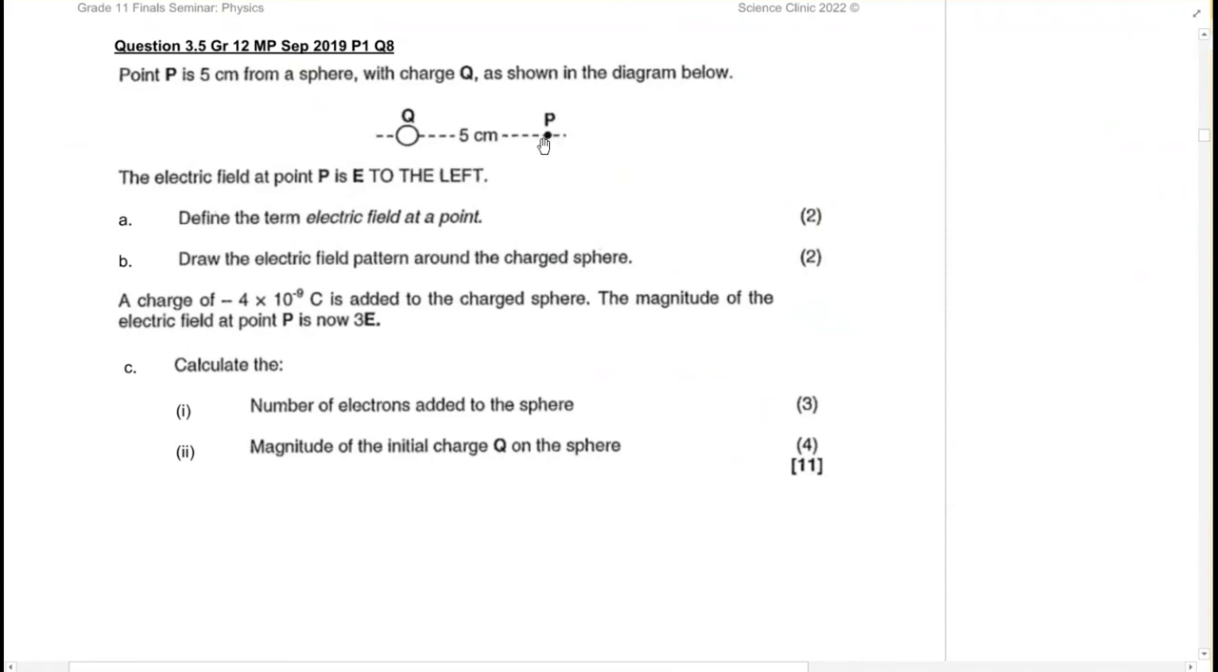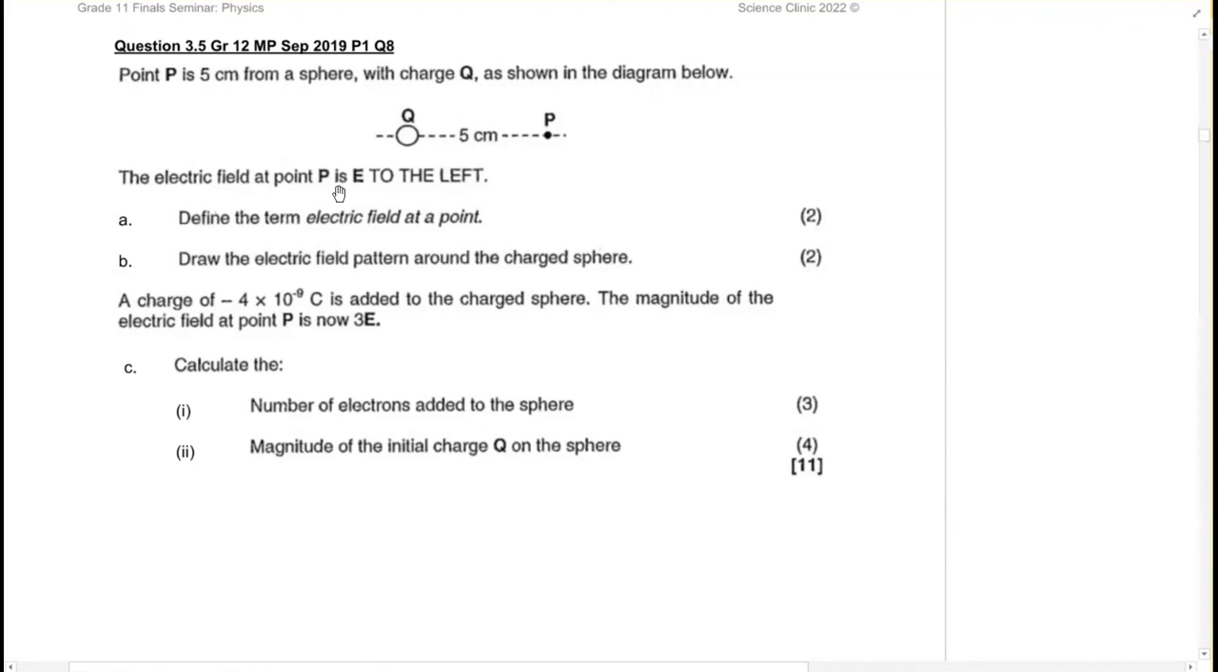Now, point P is a position. It's just a space. There is a field at that space because that space is close to charge Q. There is no force there because there is no charge in that space. But if we had to put a charge at position P, then there would be a force there as well. Okay, so a field will exist even if there is no force. The field is there just because it's close to a charge.